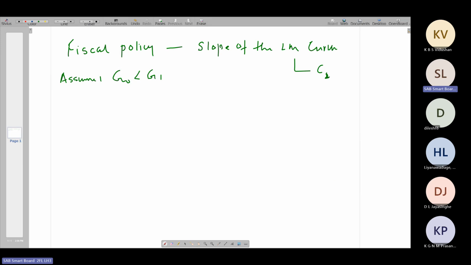Now we have C2 low, C2 high. Let's take those two cases, right? Only these two cases, practically the others are the same, right?